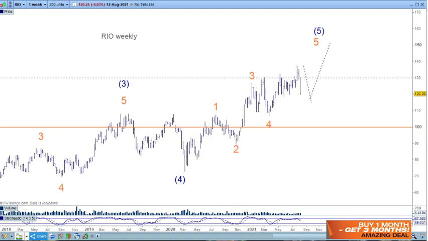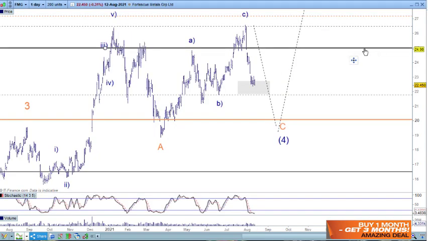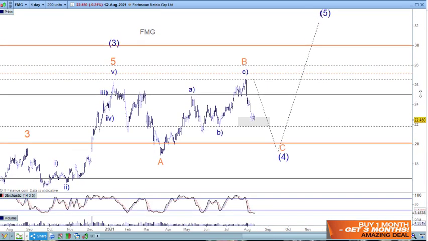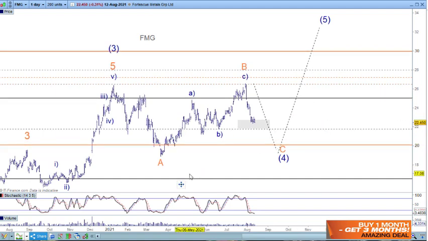So there's nothing I can do there. The FMG, I think this is the best bet for this. By the time the banks finish their move and iron ore and copper finish their moves, then we'll see this C wave down here completed, and then we can look to purchase down here, and then we'll have a nice run up there.